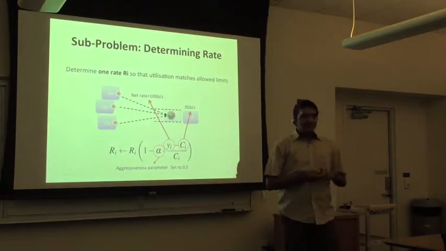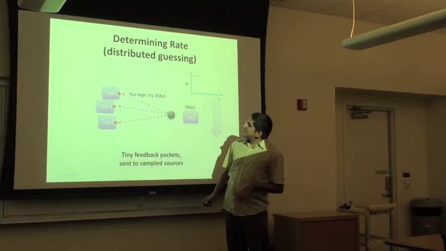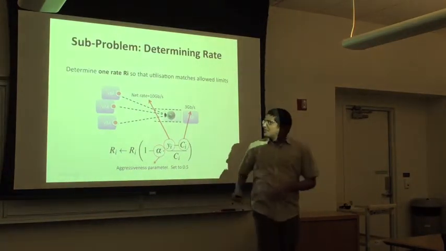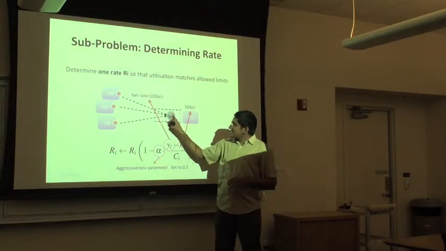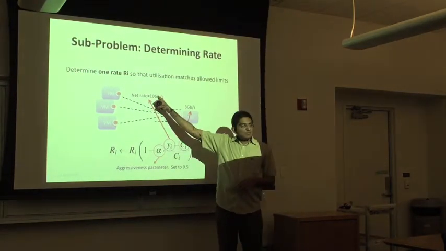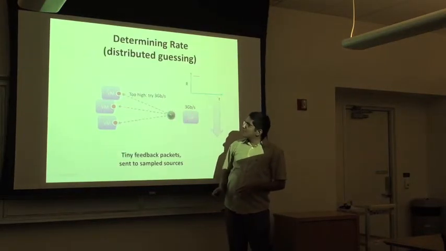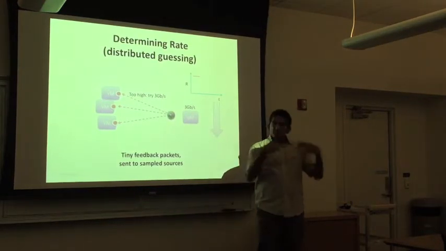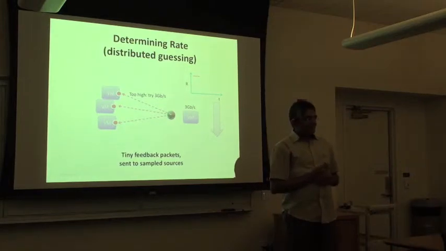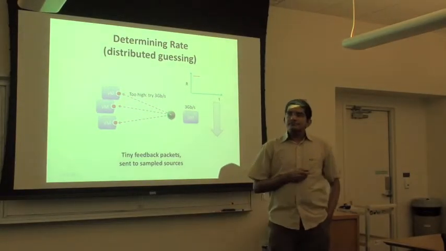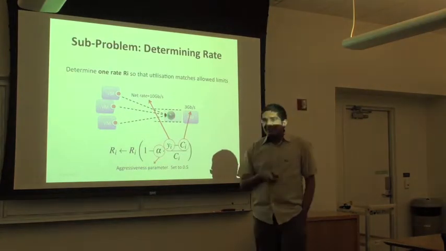Okay. So let's see how this works. Initially, let's say all the VMs start blasting at line rate. That's the initial value. The aggregate utilization is going to be 10 gigabits per second. The capacity is just 3 gigabits per second. So you're going to say, you know what? You're sending too high. So try 3 gigabits per second. It's going to do guesswork according to the equation. So yes? How did you arrive at this 3 gigabits per second? I'll come to that later. Okay.